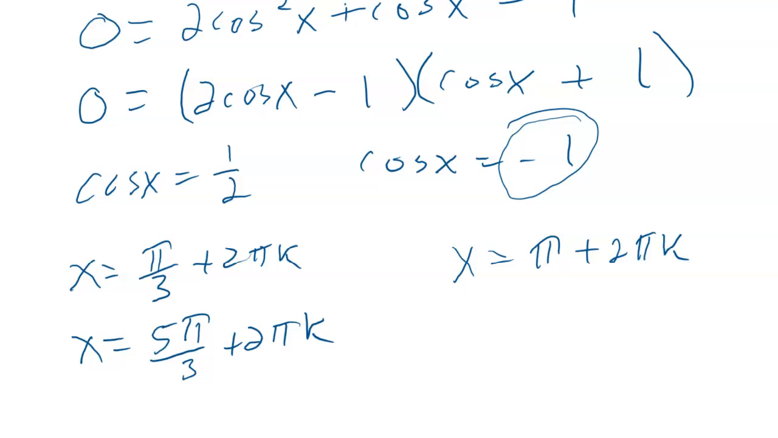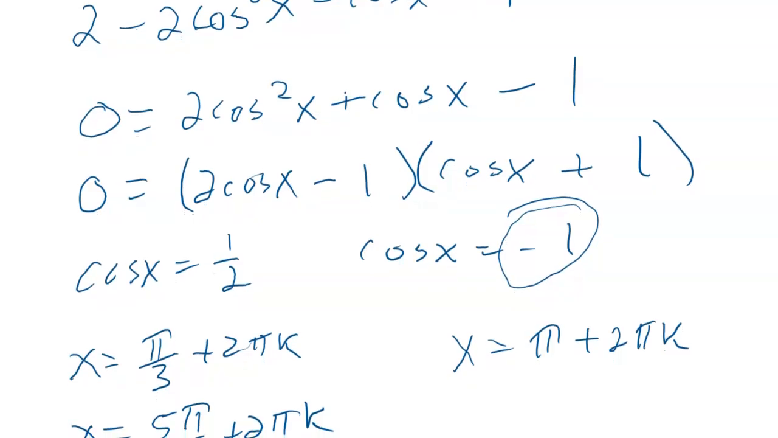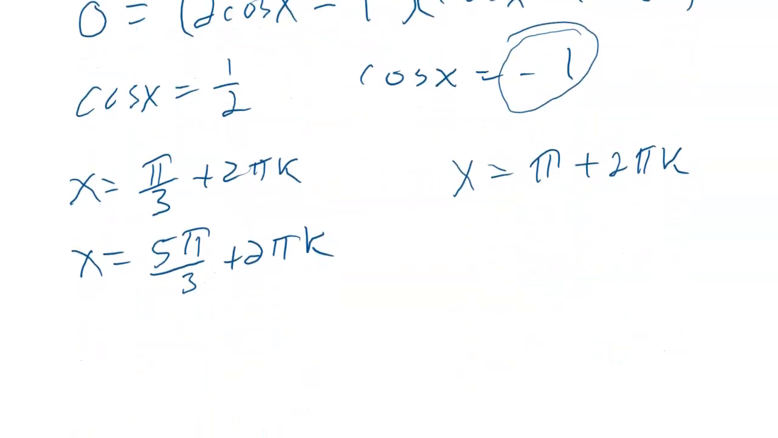That is problem number 8, I think. Let's just double check the answer. We got a pi over 3. We got a 5 pi over 3. And we got a pi plus 2 pi k. Yep, perfect. All right, on to 9.